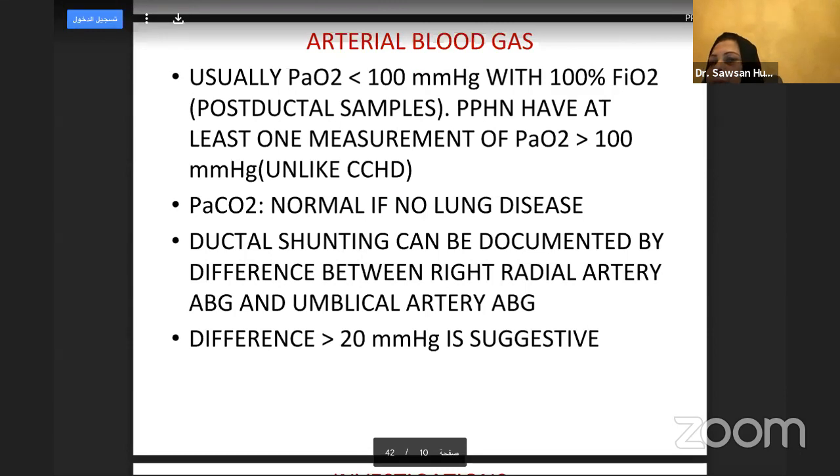Then we'll go to the blood gas. Usually PO2 will be less than 100, even if the baby is on 100% FiO2 on high ventilatory settings, the baby will consistently have low PO2. Compared to congenital cyanotic heart disease, you will have at least one measurement of PO2 more than 100. The PCO2 will be normal if there is no lung disease, but if there is lung disease, you will have respiratory acidosis. Ductal shunting can be documented by the difference between the right radial artery ABG and the umbilical artery, as I mentioned before, and a difference of more than 10 to 20 millimeters of mercury is suggestive.